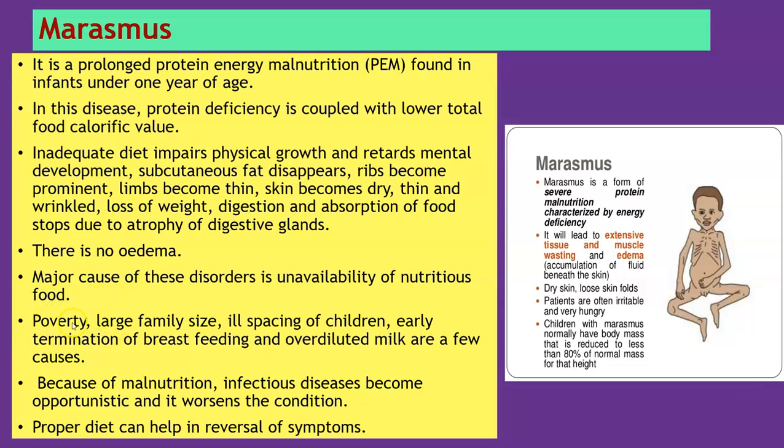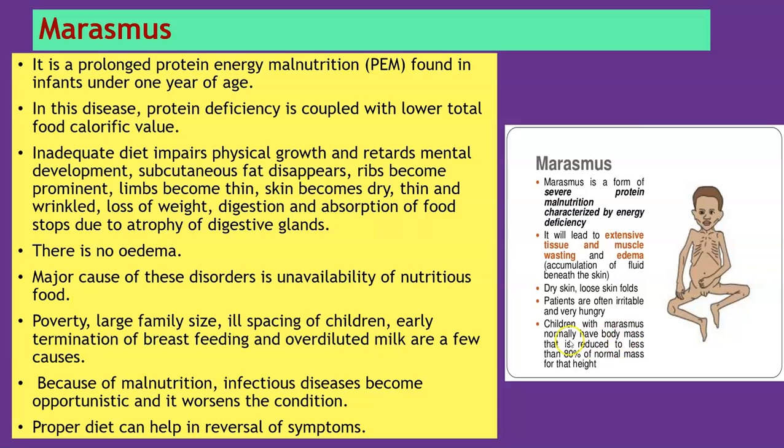Poverty. Now, the major causes include poverty, large family size, ill spacing of children, early termination of breastfeeding, and over-diluted milk are a few of these causes. Because of malnutrition, infectious diseases become opportunistic and it worsens the condition. Proper diet can help in reversal of the symptoms.